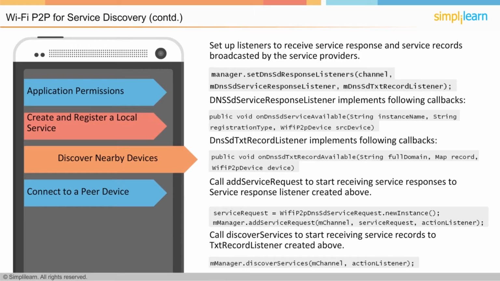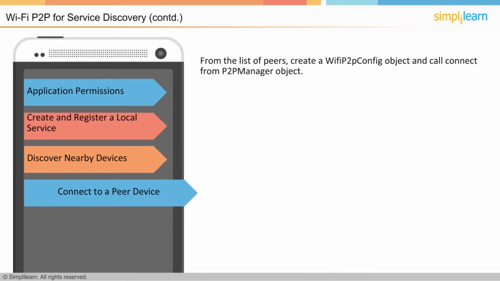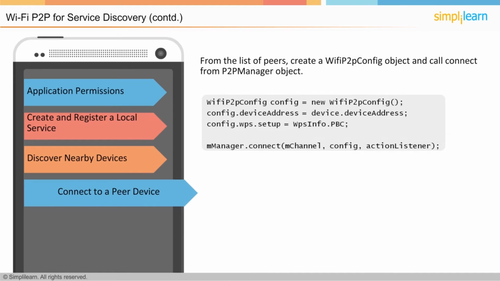mChannel is the channel object returned by Wi-Fi P2P Manager initialize call. ActionListener is the WifiP2pManager.ActionListener object that implements following callback methods. onSuccess() is called to indicate to the application that peer discovery started successfully. onFailure is called to indicate to the application that peer discovery failed with an error code that indicates the reason for failure.